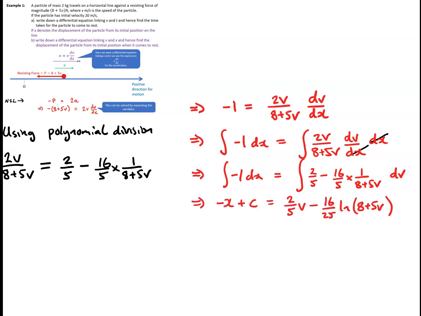The left hand side is minus x plus c. The right hand side is going to be 2/5 v minus 16/25 times the logarithm of 8 plus 5v. We've got to find out what c is at this stage. Now we know that when x equals 0, v is 20. So that gives me 0 plus c equals 8 minus 16/25 of the logarithm of 108.